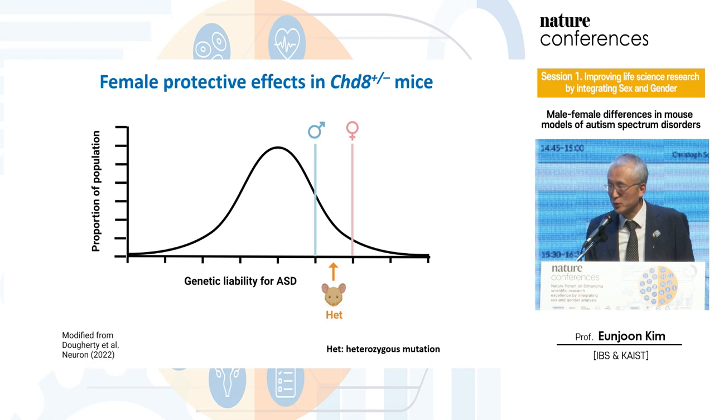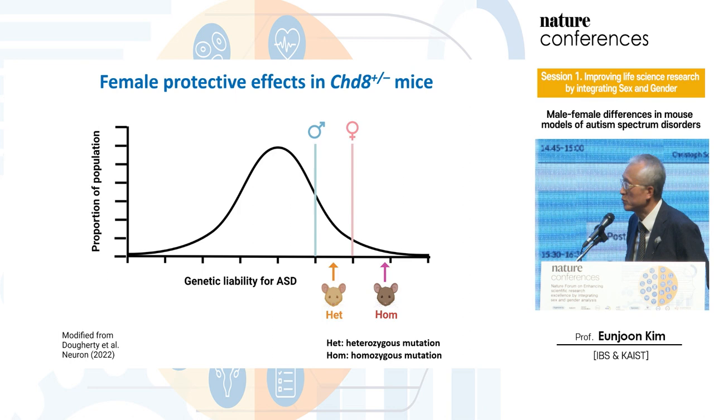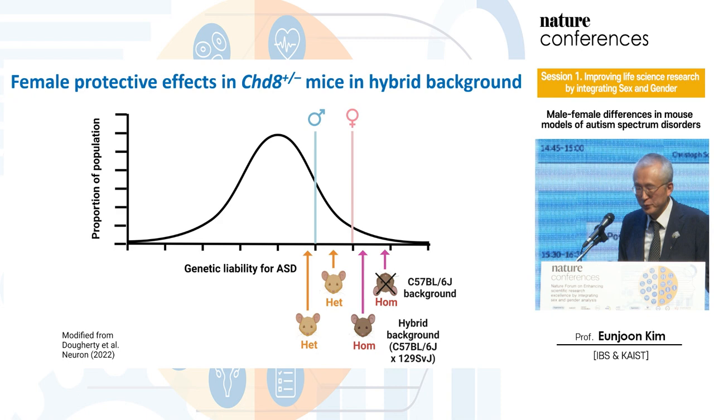So how do we prove this? We could try a very simple experiment. We make homozygous mutant mice, and if this homozygous mutation is strong enough, both male and female will show similar positive phenotypes. But unfortunately, these mice are lethal during embryonic development, so we couldn't really do that. To overcome this problem, we used the trick of introducing a hybrid background in the mice, and we changed the background from a plain background to a hybrid background. So we got lucky, and now these homozygous mutant mice are viable.